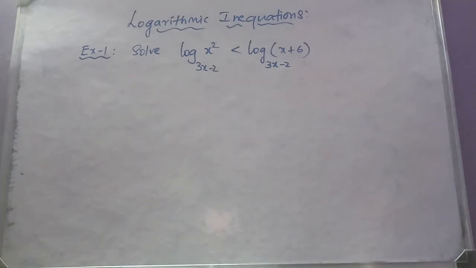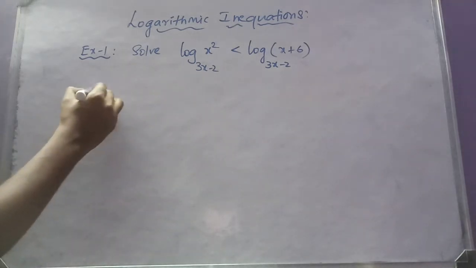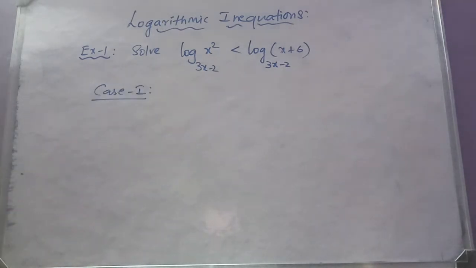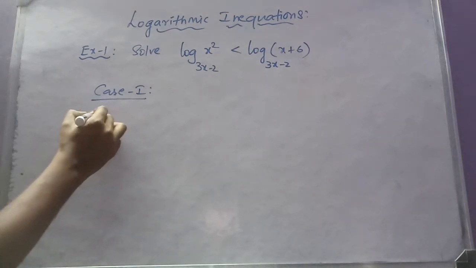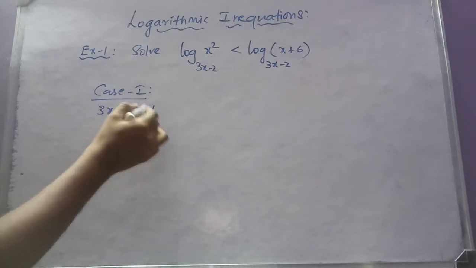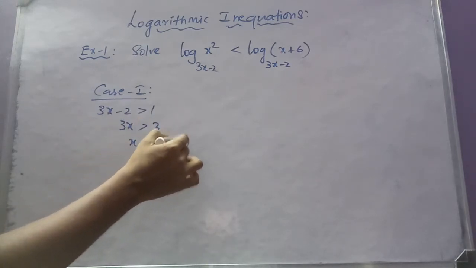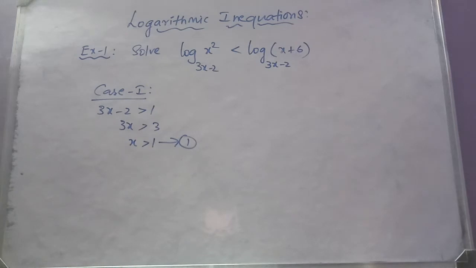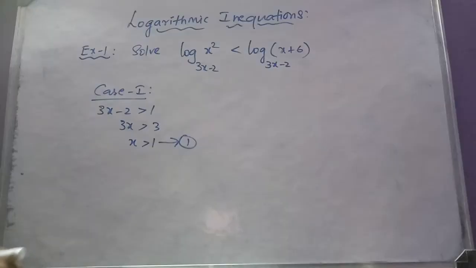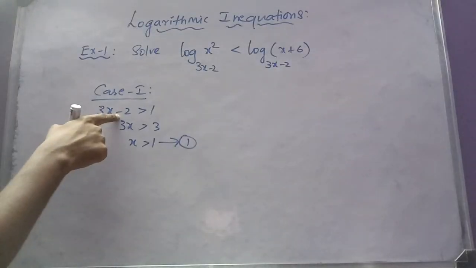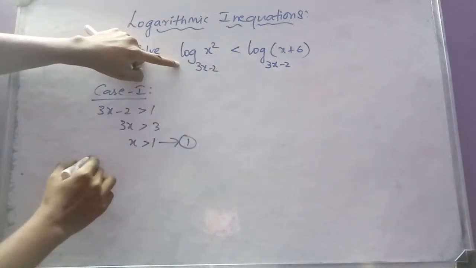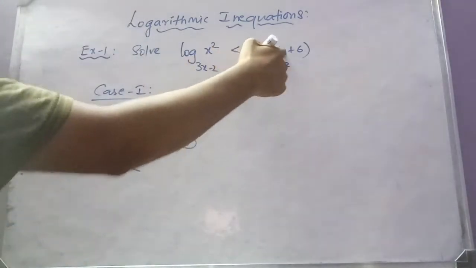Log of x square is less than log of x plus 6. So case 1. In case 1, let us consider that the base is an improper fraction. So that means 3x minus 2 is greater than 1. If you solve it, you get 3x greater than 3 and x greater than 1. This is the first inequality, remember that. And next, if you ignore the logarithms on both sides, the inequality is not changed, as we have already discussed. Because the base is an improper fraction, the inequality is not changed. So ignore the logarithms, you will get x square less than x plus 6.